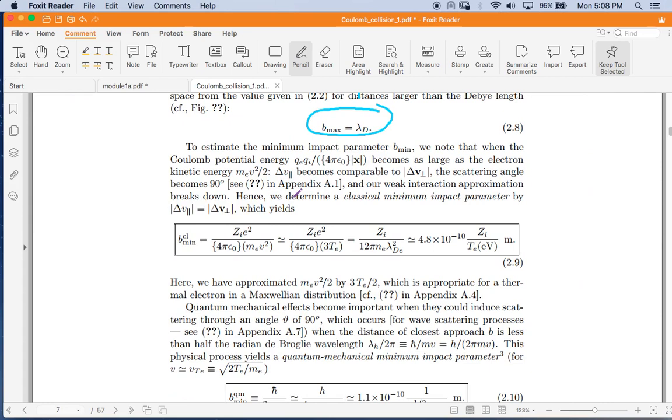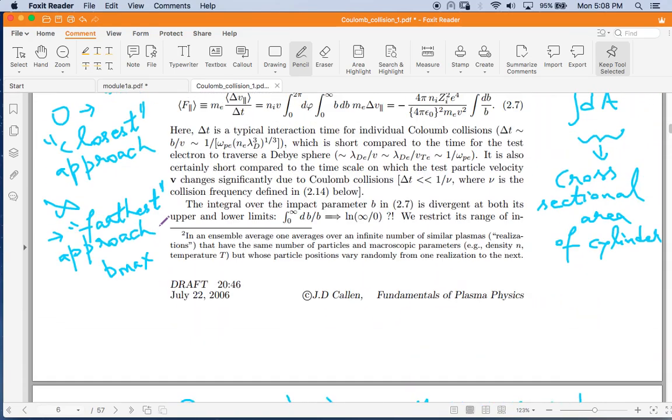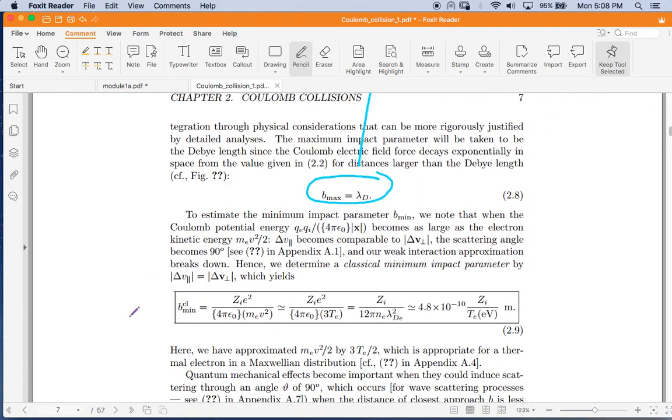If you're doing classical electrodynamics, one way of estimating the classical distance of closest approach would be when the Coulomb potential energy becomes as large as the electron kinetic energy. So in other words, the delta V parallel becomes comparable to the delta V perpendicular, and the scattering angle becomes large, 90 degrees technically, but we can just say large. So that would determine a minimum instead of the zero. That would be a B min classical.